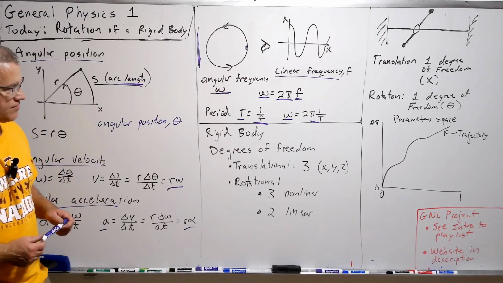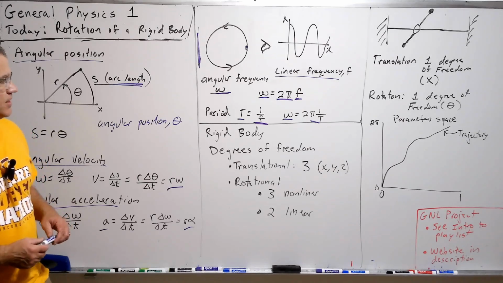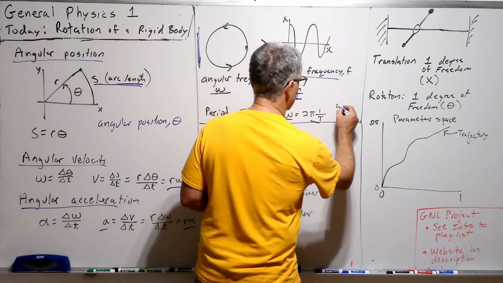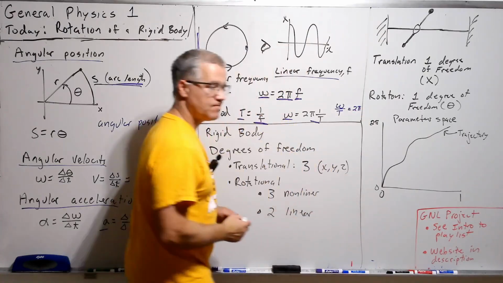so the relationship between the angular velocity and the period is just 2 pi. So velocity over the period is equal to 2 pi.